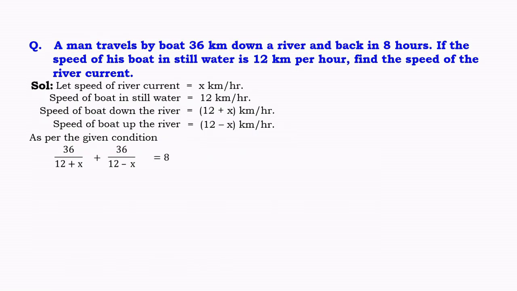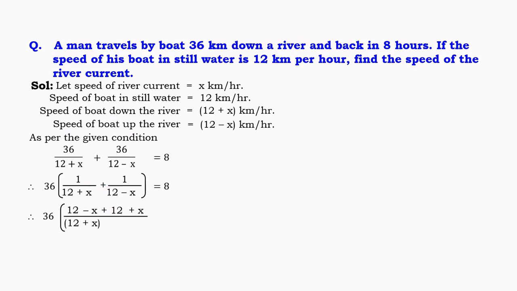Let us simplify the equation. First, take 36 as the common factor. Now we have 36 multiplied by 1 divided by 12 plus x, plus 1 divided by 12 minus x, is equal to 8. Next, take the LCM of the two fractions. The numerator becomes 12 minus x plus 12 plus x. Notice that minus x and plus x cancel each other. So, the numerator becomes 24.